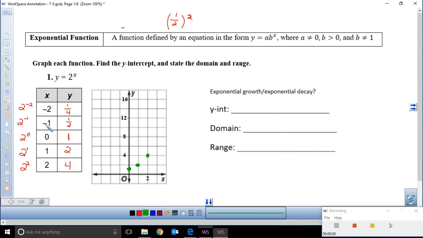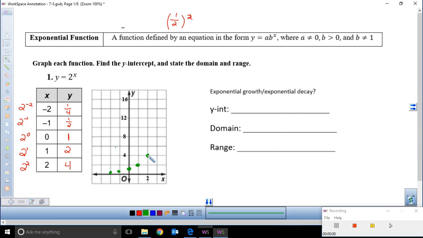And then we're going to have -1, 1/2. So if I go to -1, then 1/2 is halfway in between 0 and 1. And then -2 is 1/4, so that's halfway in between 0 and 1/2. And it's going to look like this. Oops, I got those in the wrong place. Should be here and here.